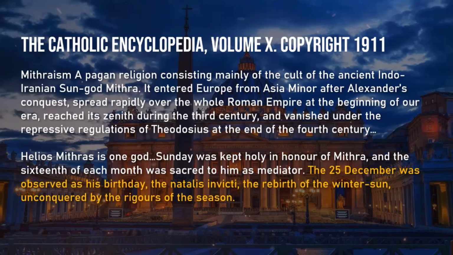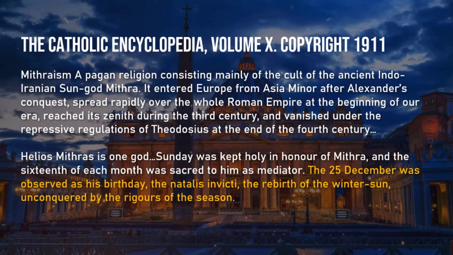In the Catholic Encyclopedia, when we read about Mithraism, it says: Mithraism, a pagan religion consisting mainly of the cult of the ancient Indo-Iranian sun god Mithra. Notice it's a sun god. It entered Europe from Asia Minor after Alexander's conquest, spread rapidly over the whole Roman Empire in the beginning of the era, reaching its zenith during the 3rd century, and vanished under the repressive regulations of Theodosius at the end of the 4th century.